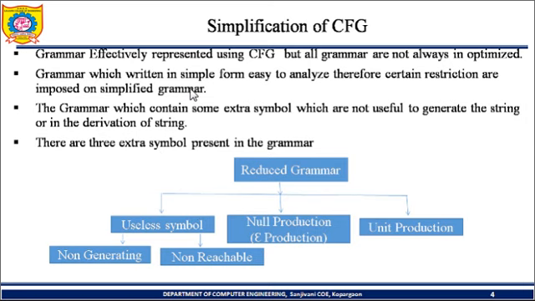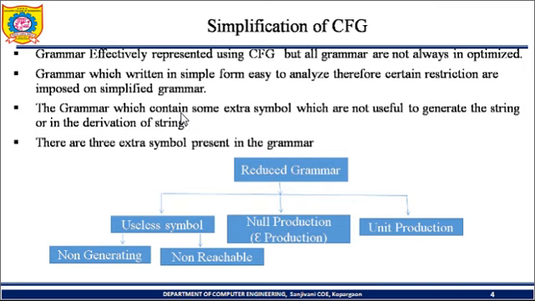And that grammar should be in an optimized form. Grammar is effectively represented using context free grammar, but all grammars are not always in optimized form. A grammar written in simple form is easy to analyze, therefore certain restrictions are imposed on simplified grammar.